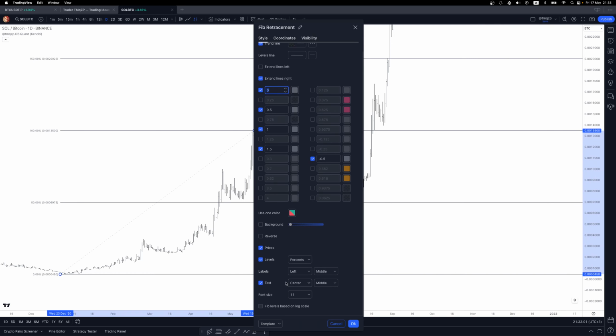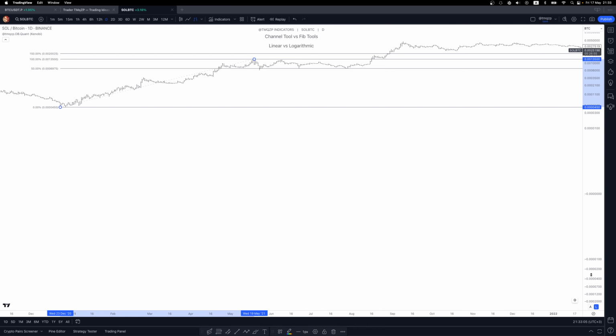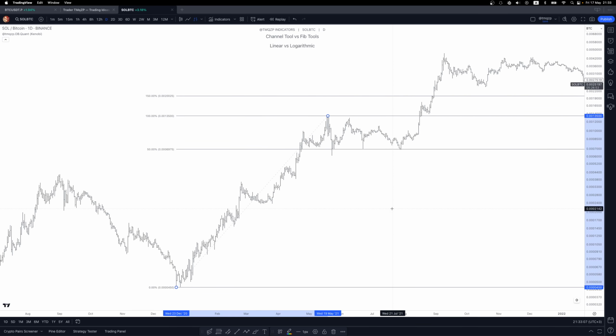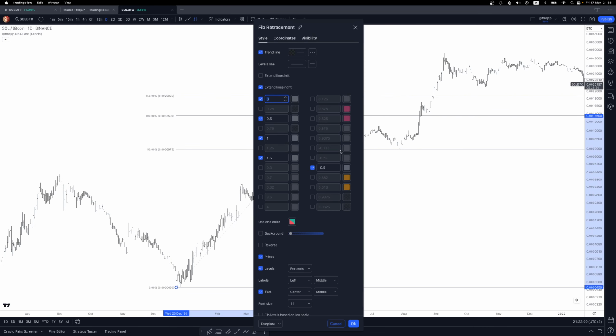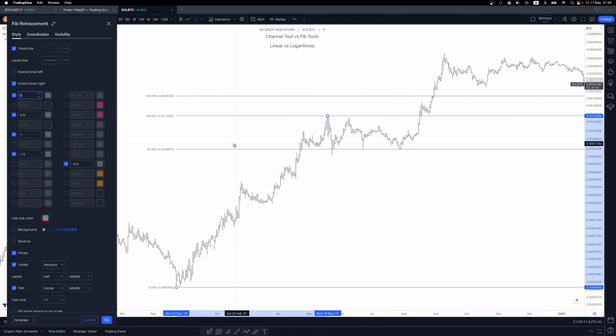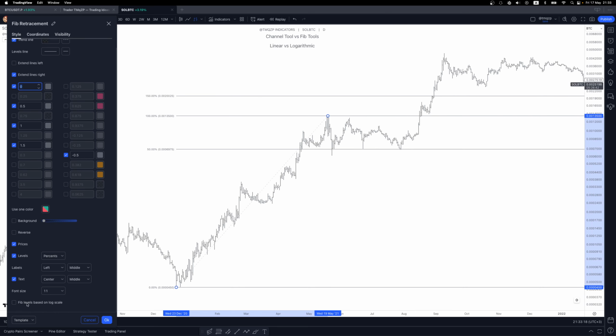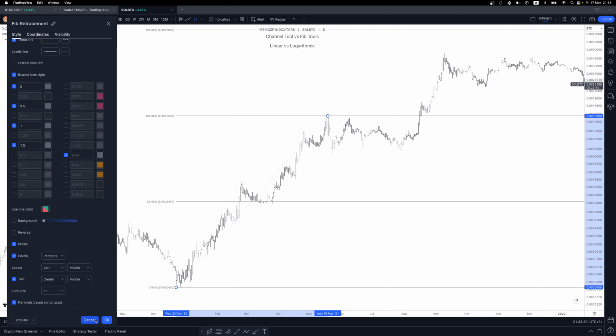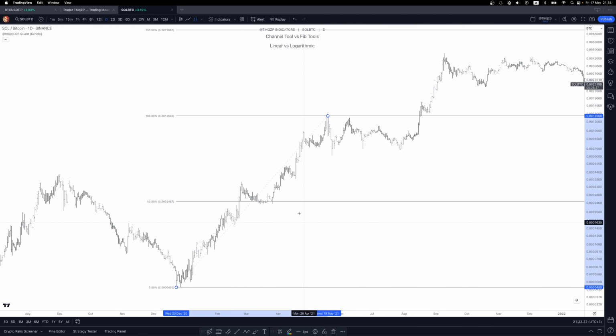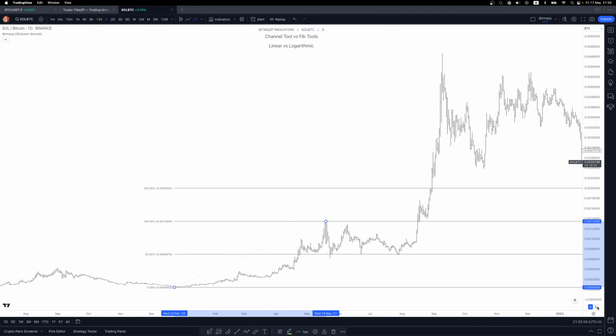If we then want to put this on log, we can't because we're on linear, so we have to first put it on log. There we go. Notice how this 50% line is still consistently here. If we now turn the fib into log scale, so that it adjusts the levels based on log versus linear, I lose that line.